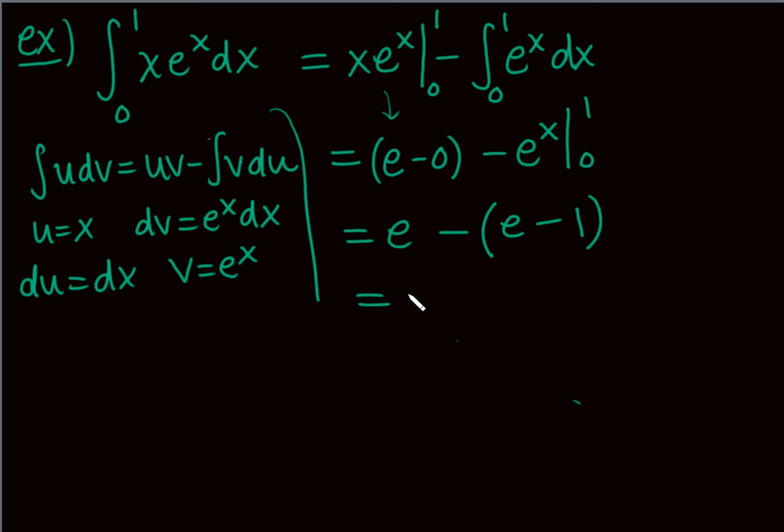And then if I take that negative through, I get minus e plus 1. And this one is just lovely because everything cancels out. And I just get a 1 there.